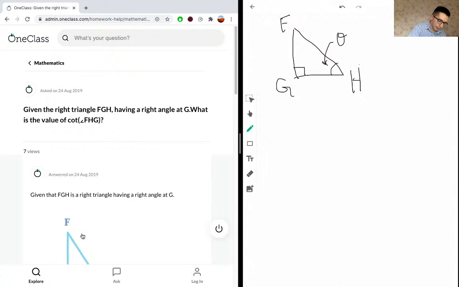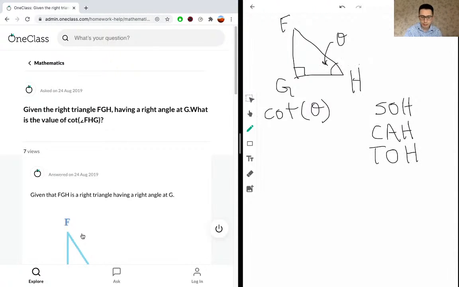So cotan of theta is equal to what? To know how to answer this question, you need to know SOHCAHTOA, and you need to know what cotan is. So let's start off with SOHCAHTOA.